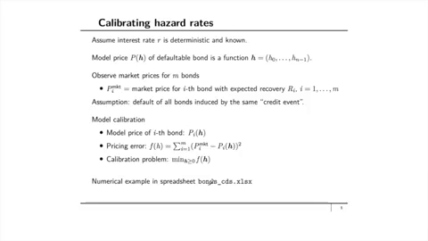So here's the market price for the ith bond. Here's the model price for the ith bond. I compare the two and take the square. That is going to be the error that I'm making on the ith bond. And I take the sum over all possible bonds. That's the total error. And the calibration problem that I'm going to be facing is to minimize over the hazard rates h. And I'm going to show you this using a numerical example in the associated spreadsheet.